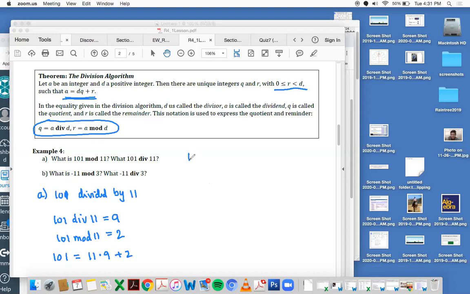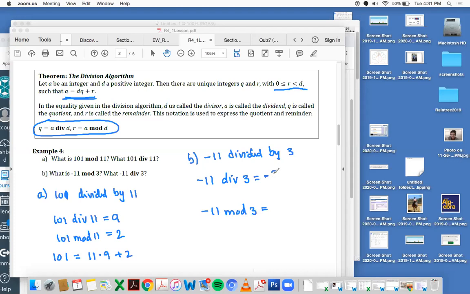All right, so part B, I'm going to divide negative 11 by 3. I want these two numbers. So what's negative 11 divided by 3? You guys help me out. 11 divided by 3 is 3, remainder 2.